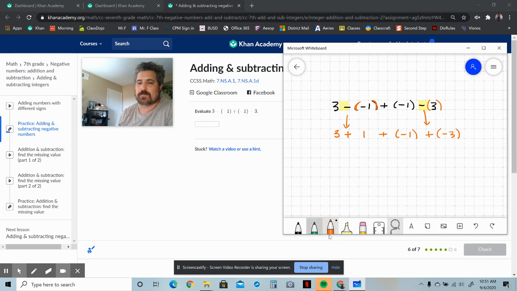And what we notice here, hopefully, is that 3 plus negative 3 is 0. And 1 plus negative 1 is also 0. So guess what? This is worth nothing. It is worth 0.